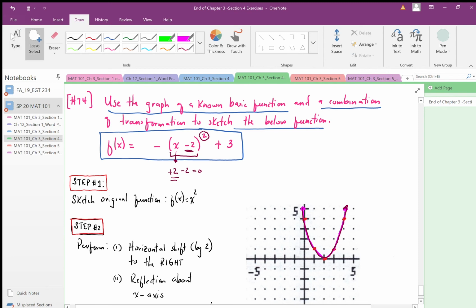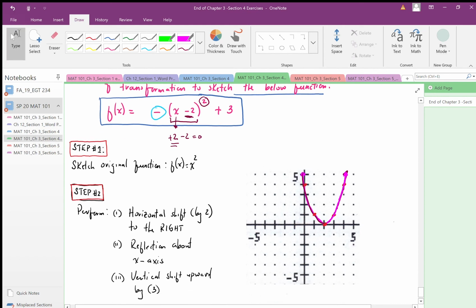Now I have to flip it, or when I say flip it, meaning I have to implement a reflection because it is a negative sign. This is my x-axis here. I'm going to reflect it about the x-axis, and it's going to look something like this. And I can get rid of this part right here. Now I've done that part.